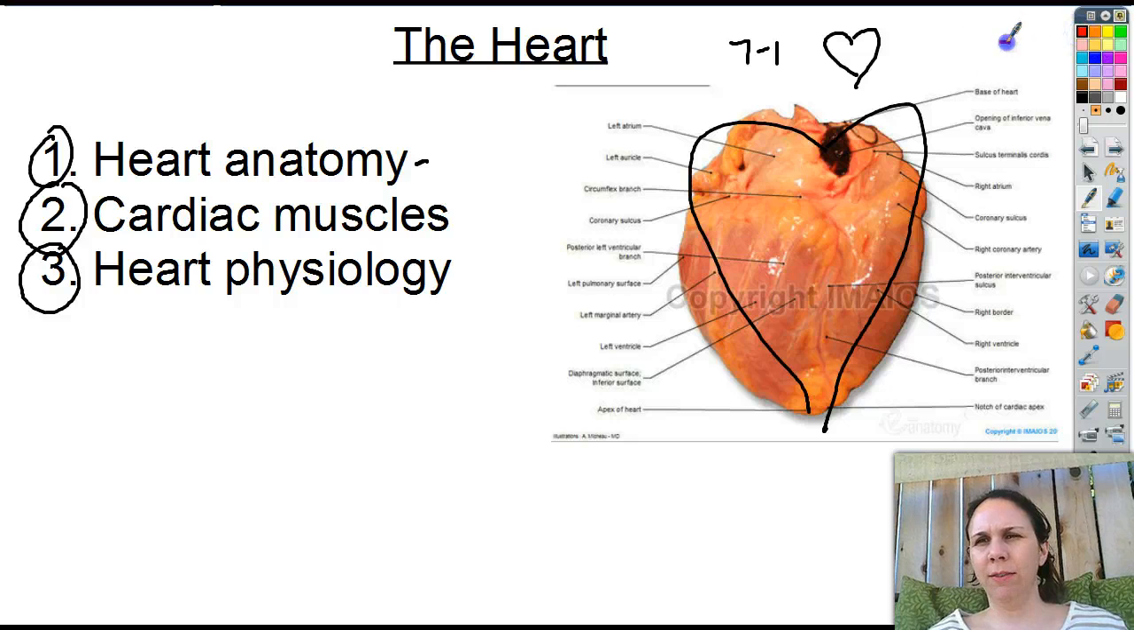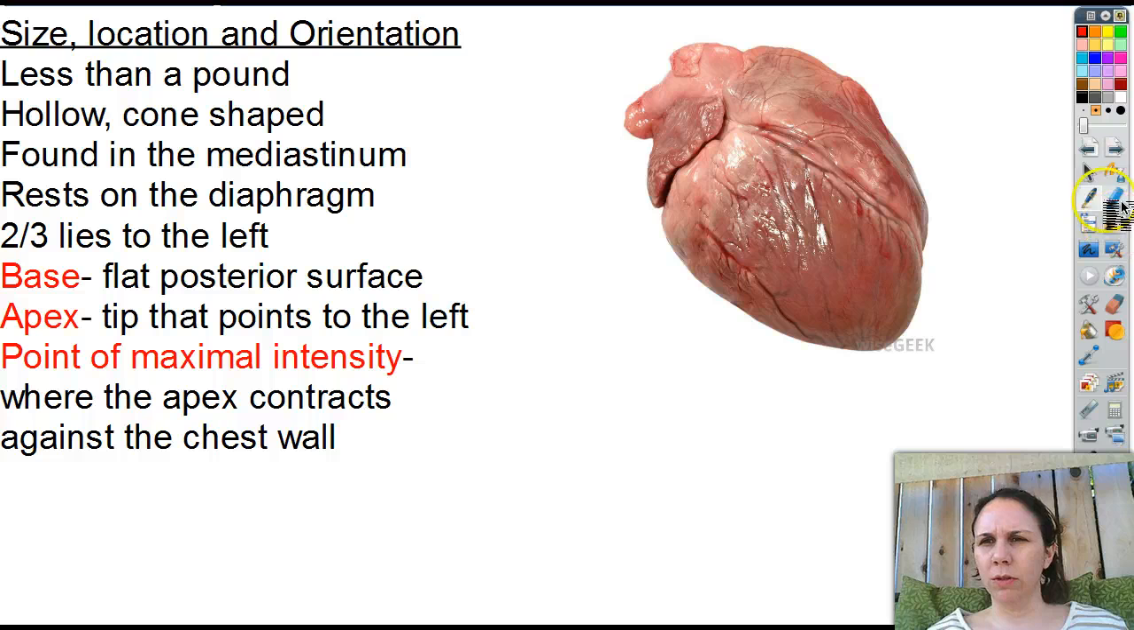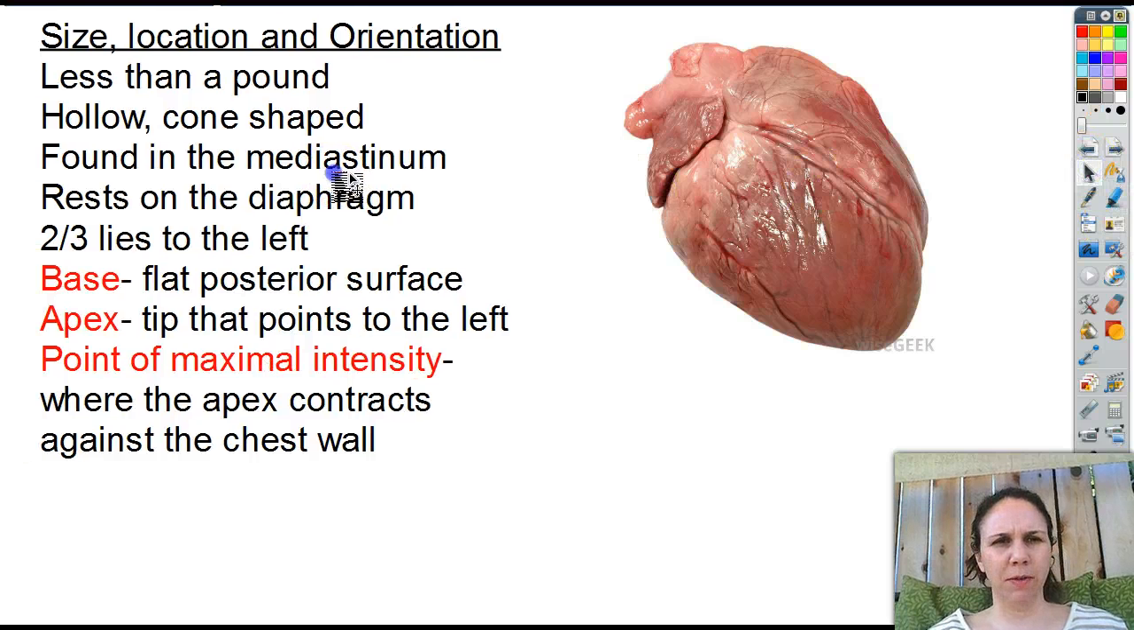I think I should have red ink. That's better for this chapter. Alright, here we go. Oh, it moved. Hold on. It wasn't supposed to be over there.